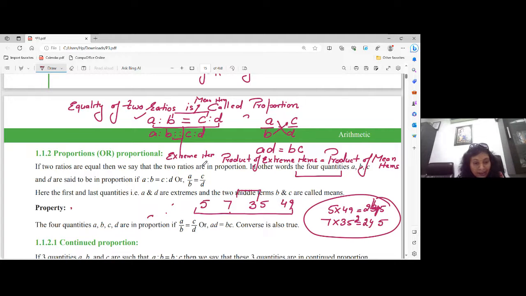Now if I say 6 is to 12 and 4 is to 3, whether they are in proportion or not. 12 4s are 48, 6 3s are 18. So they are not in proportion to each other. So this is called proportion.